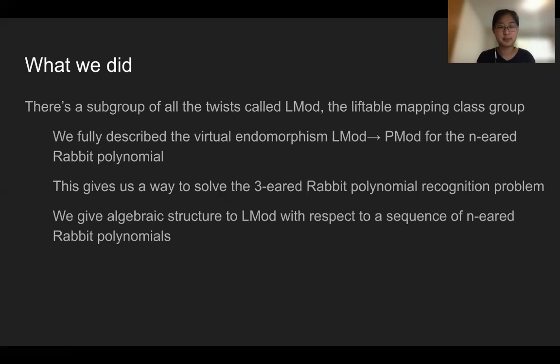So in our research this summer, we fully described the virtual endomorphism from the liftable mapping class group to all the twists for the n-eared rabbit polynomial. And this gives us a way to solve the 3-ear rabbit polynomial recognition problem, the one that we've been discussing, where the rabbit has 1 extra ear. And then in the end, we give some algebraic structure on the subgroup of all the homeomorphisms that we care about with respect to a sequence of n-eared rabbit polynomials. So if I have 3 ears, 4 ears, 5 ears, 6 ears going up, then what can we say about how the different L mods behave with respect to the sequence of polynomials?